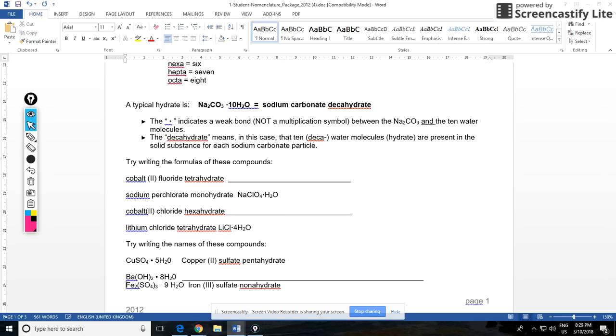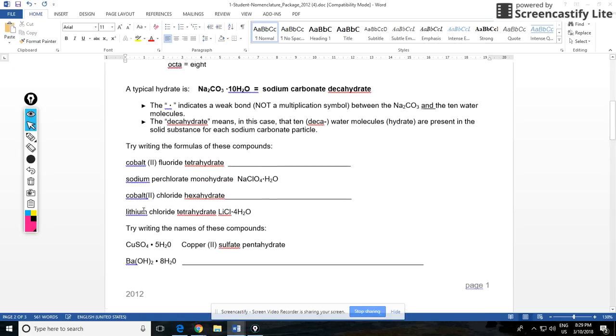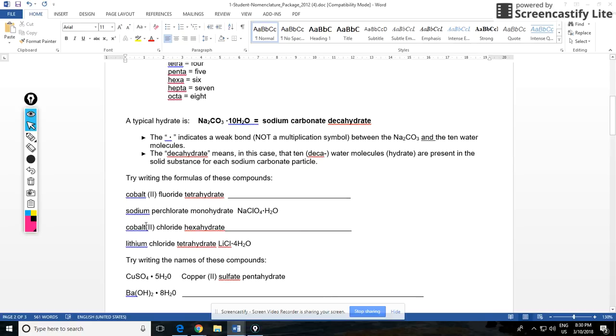So you can try a few other examples. Basically, all the rules for naming ionic compounds still apply. You have to double check to make sure that you verify your charges for your multivalent elements. Don't use Greek prefixes for the ionic compound itself, but do use a Greek prefix for the water molecule.